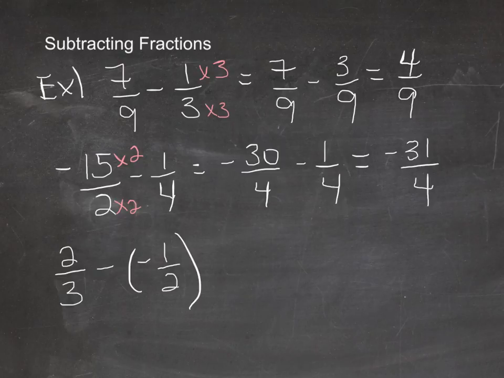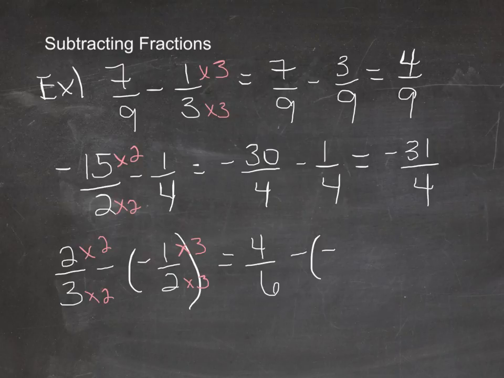Okay, so looking for a common denominator for 2 and 3, I know that would be 6. So if I multiply the first one by 2 on the top and the bottom and the second one by 3, my fractions are changing to 4 over 6, but remember those are equivalent fractions, so 2/3 is the same thing as 4 over 6, minus negative 3 over 6.